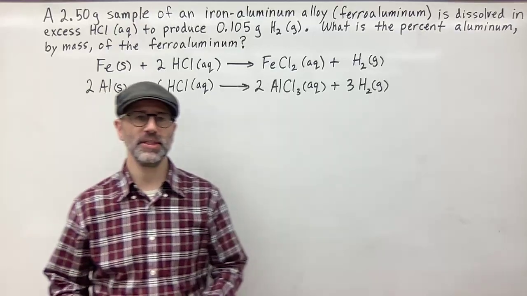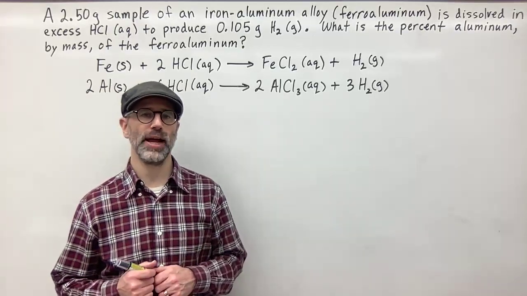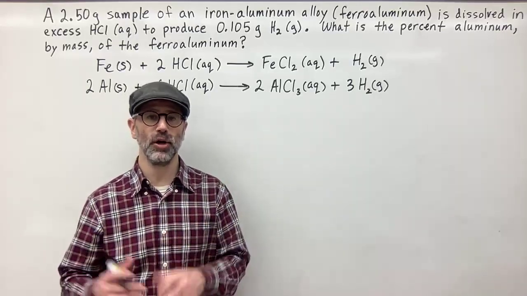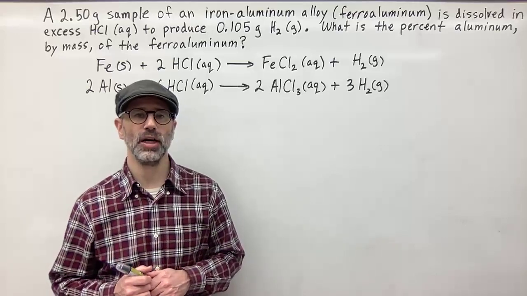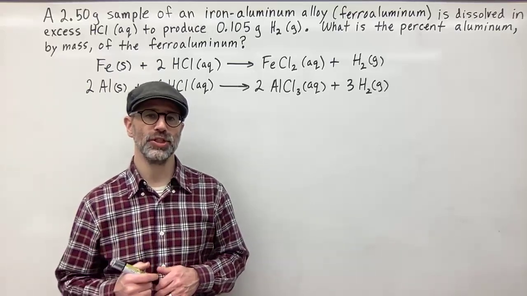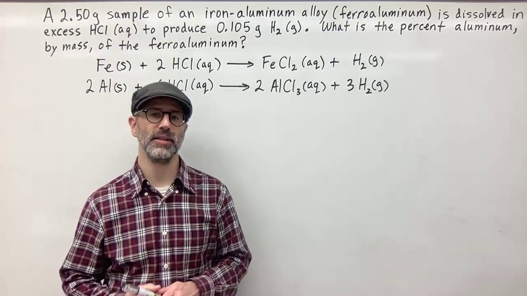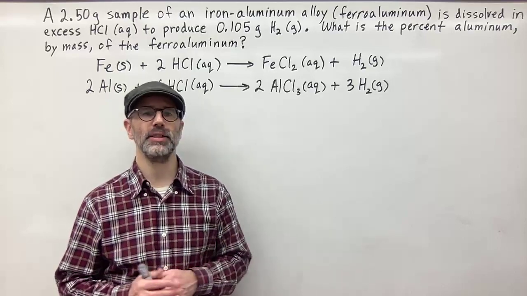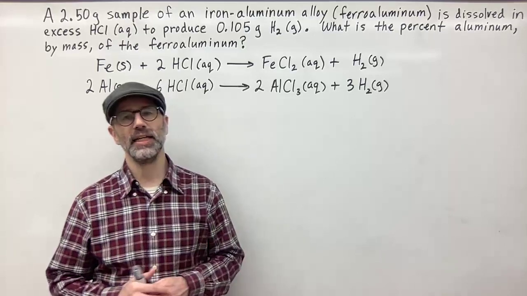So in this particular problem, we're given a 2.50 gram sample of an iron aluminum alloy called ferroaluminum, and it's dissolved in an excess amount of HCl to produce 0.105 grams of H2 gas. They want to know the percent aluminum by mass of the ferroaluminum. So let's get into this.